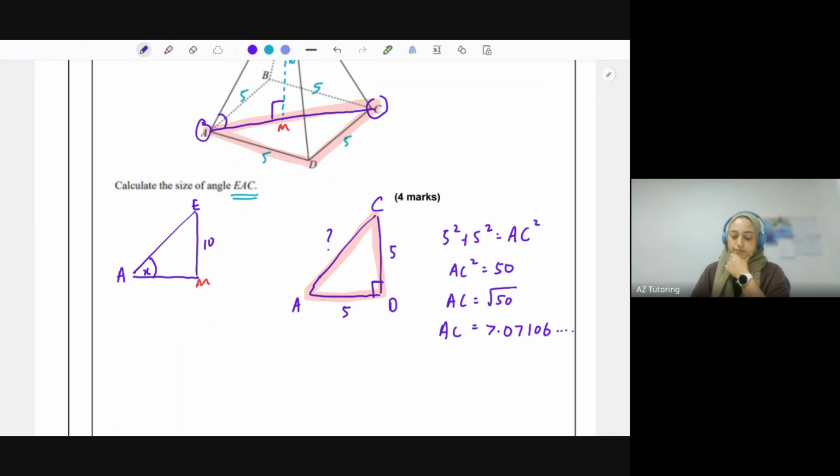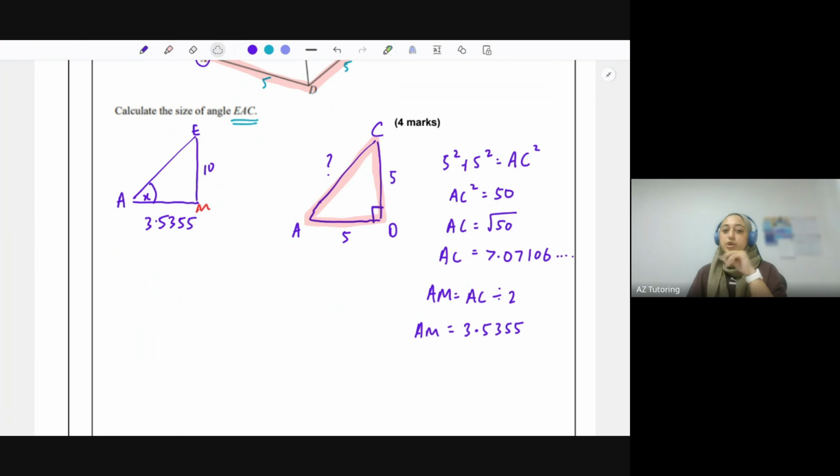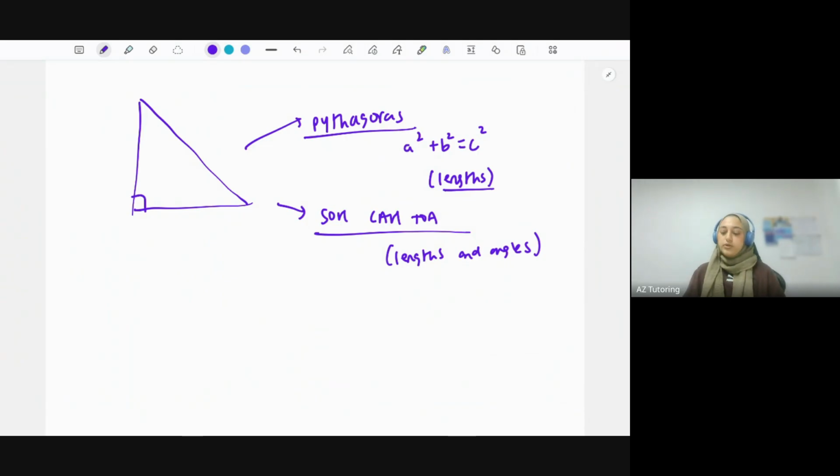Okay, so we know what AC is, but we need AM for this, so I need to divide it by 2. So for AM, I need to get AC and divide it by 2. So AM equals that number divided by 2, which gives me 3.5355. I'll give it to that many decimal places. So we know this on the bottom now is 3.5355. So now that we found that, we can use SOHCAHTOA to find angle X because we've got 2 lengths now. We're not using Pythagoras to find the angle because, as we've said before, Pythagoras is only to find lengths, so we have to use SOHCAHTOA.